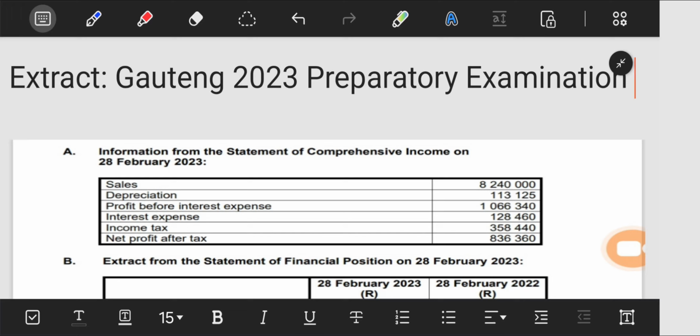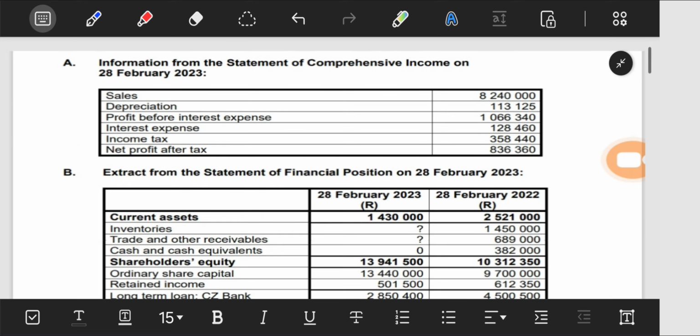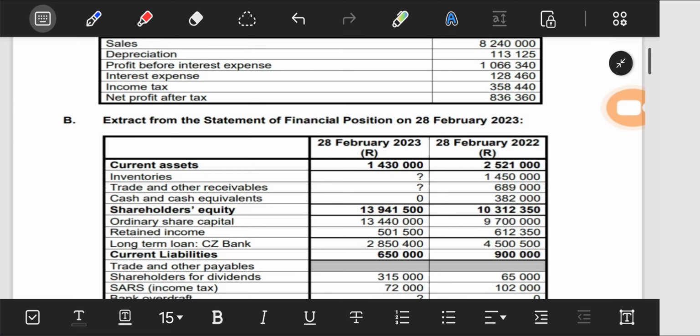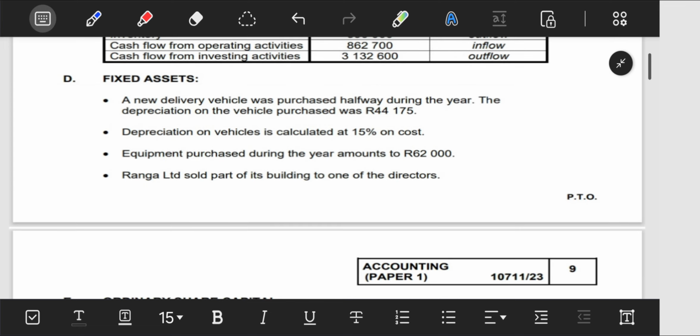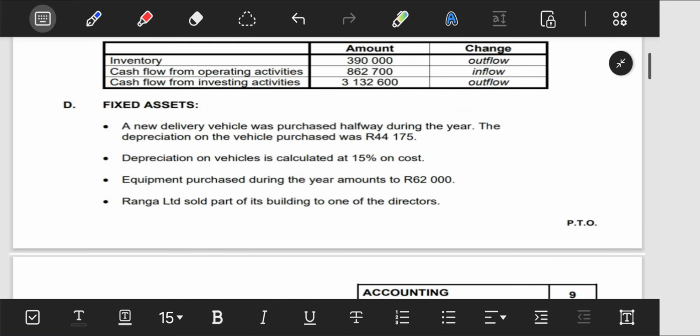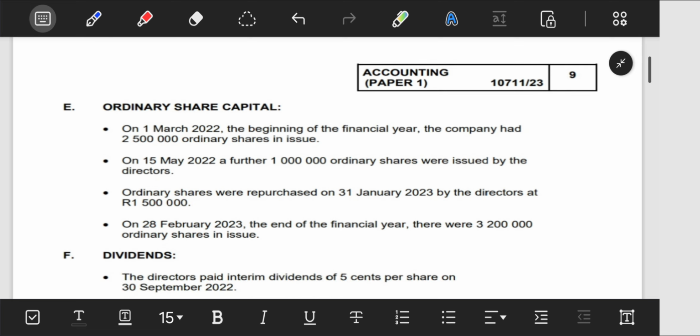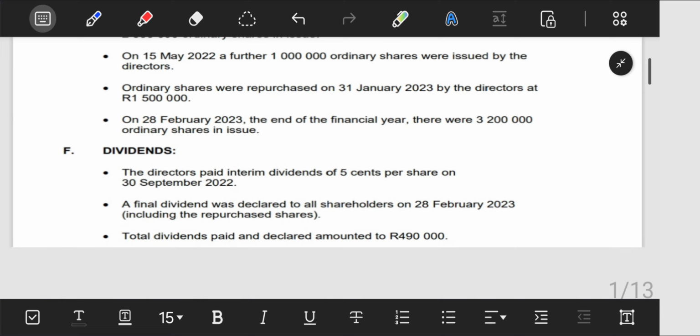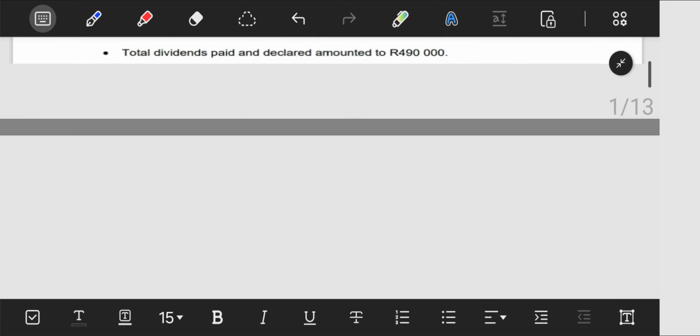Okay, it's fine now. This is our grade 12 Gauteng 2023 preparatory examination. I was asked to do dividends per share. Now, let's look at the obvious things that we are given here. Ordinary share capital, dividends. Okay. The directors paid interim dividends of 5 cents per share on 30 September 2022.